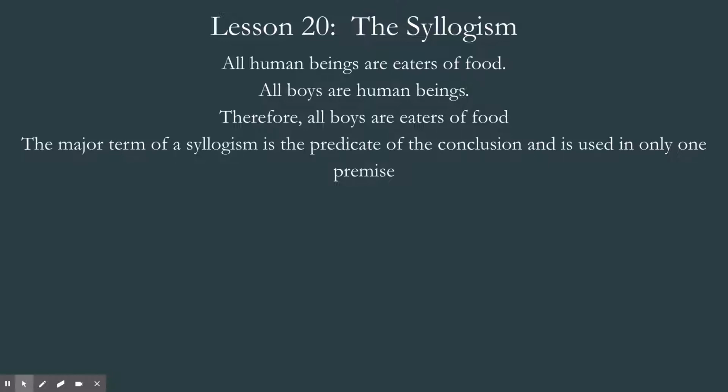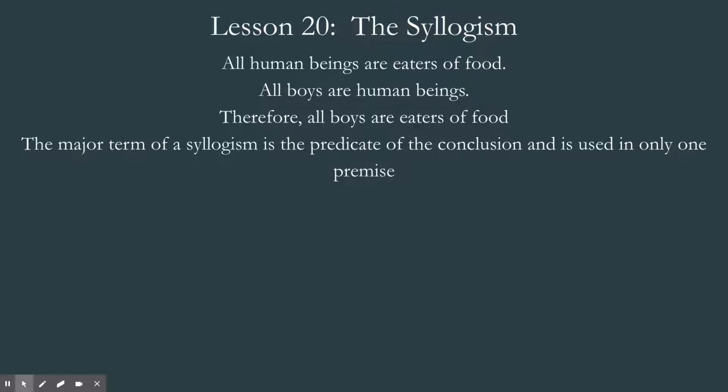So the major term of a categorical syllogism is the predicate of the conclusion. So if I said to Weaver, what's the major term of this syllogism, you would say what? Eaters of food. Not "are," just eaters of food, okay? So the major term of a syllogism is the predicate of the conclusion, and it's used in only one premise. I'm going to repeat this over and over again because this is a process we've got to know like the back of our hand.